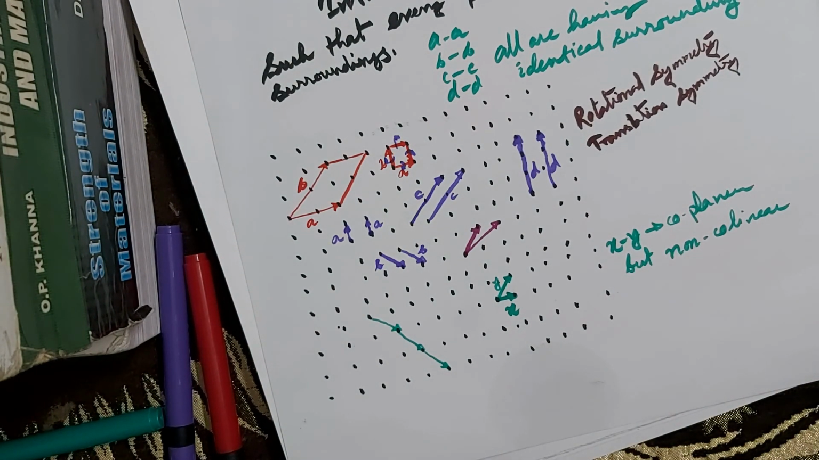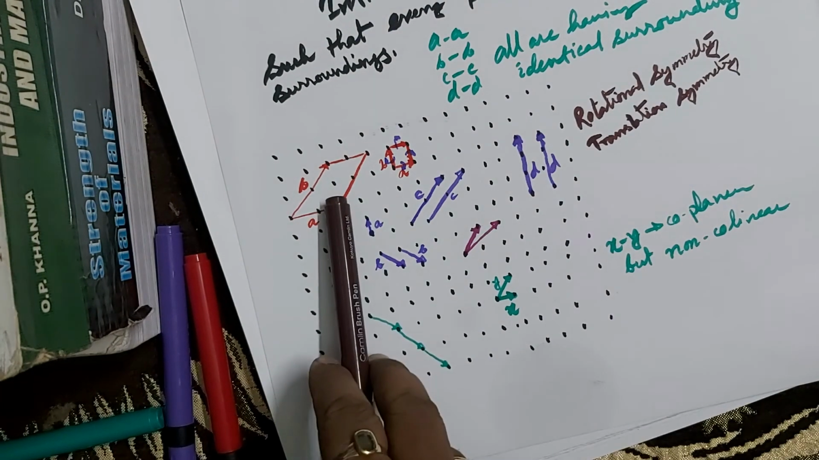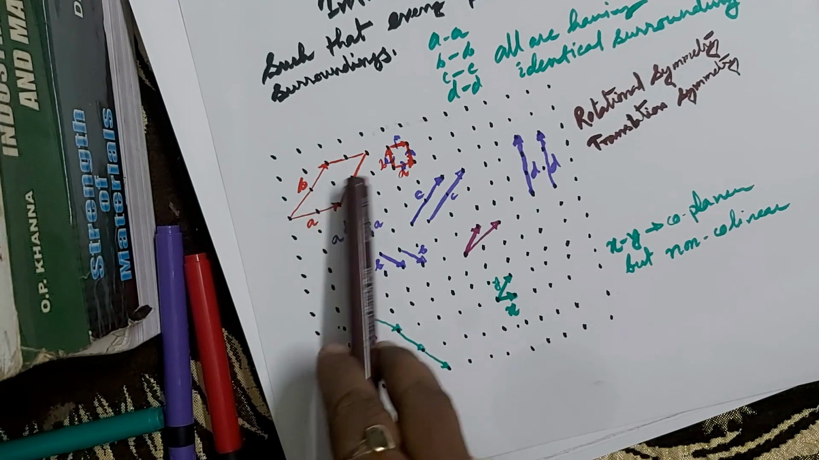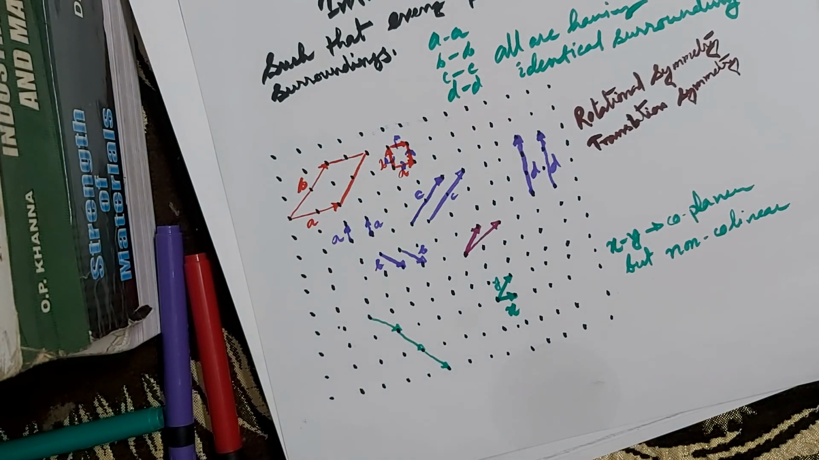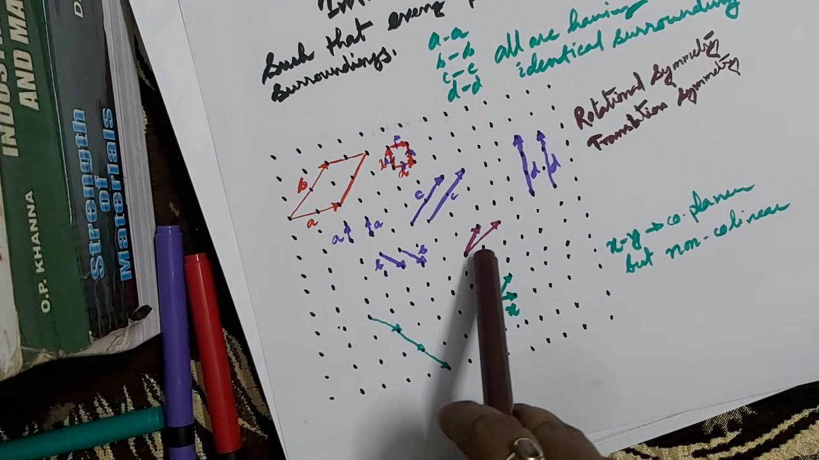So these two types of symmetry we can see here. This one is the rotational symmetry, where we can get the identical shape after 360 degrees of rotation, and this is the translation symmetry.